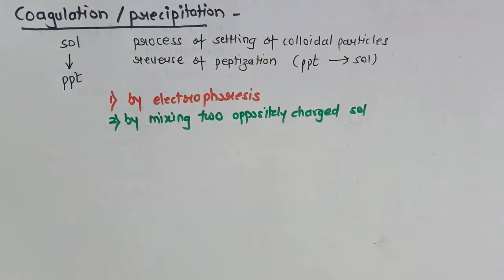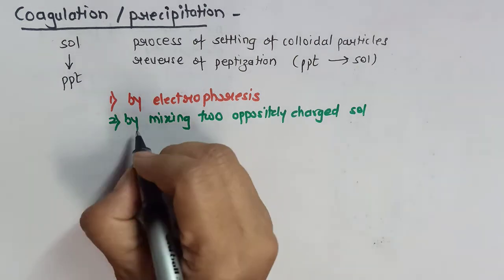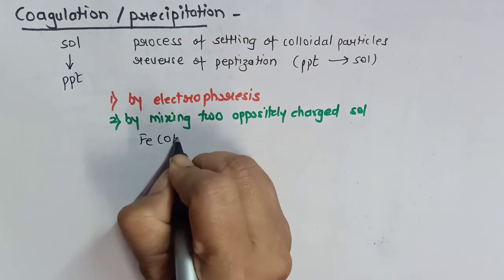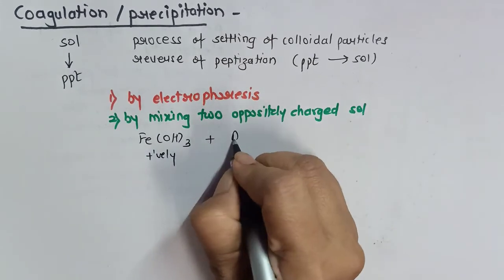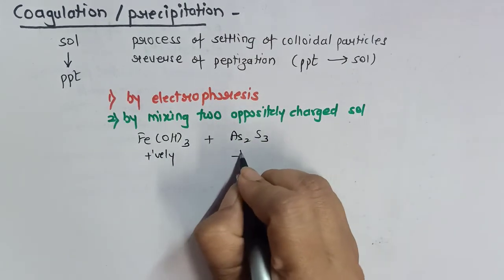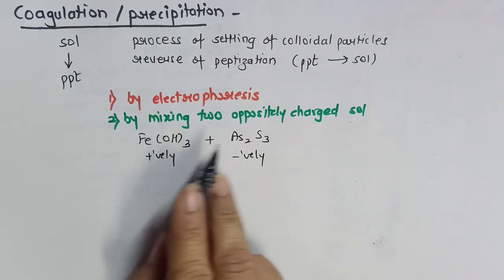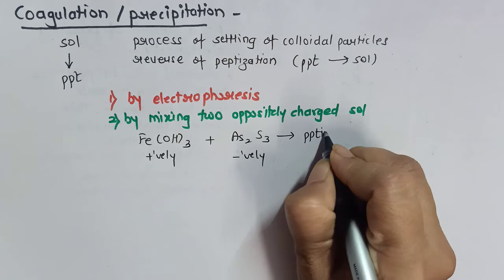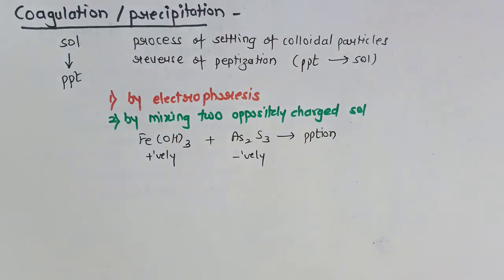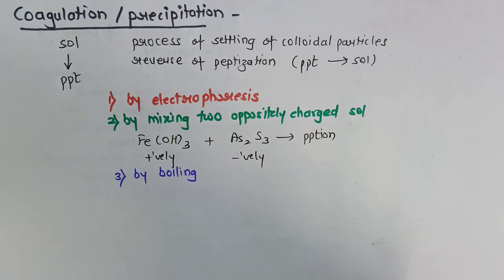When we mix equal amounts of two oppositely charged sols, the charges get neutralized, obviously. For example, just now we have seen that ferric hydroxide is a positively charged sol and arsenic sulfide is a negatively charged sol. If we mix equal amounts of these two, precipitation will take place. So this is how we can neutralize the charge on the colloid particles.